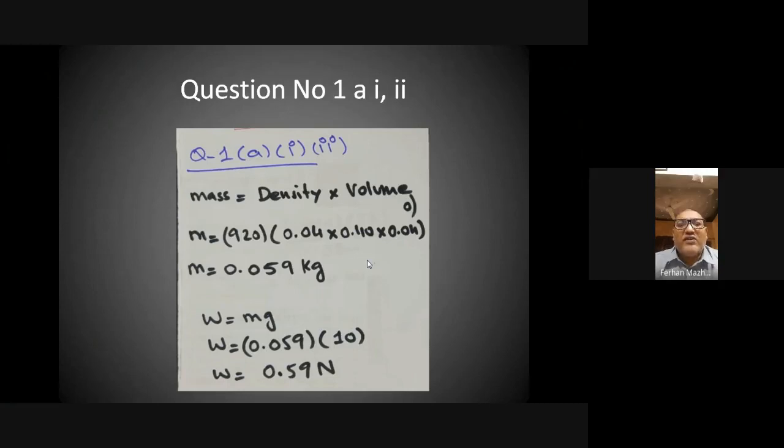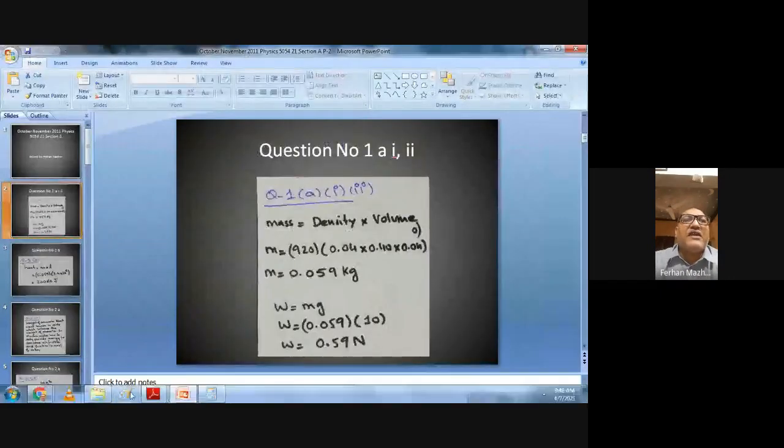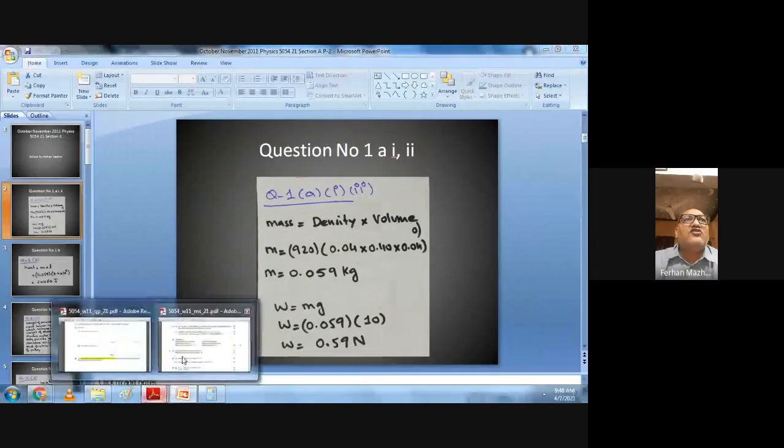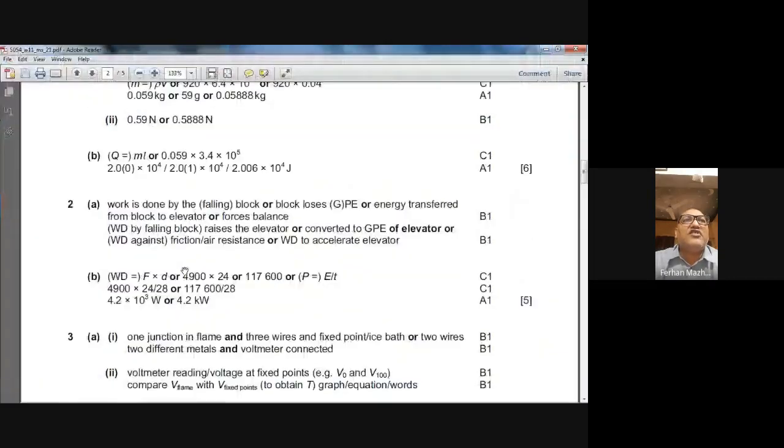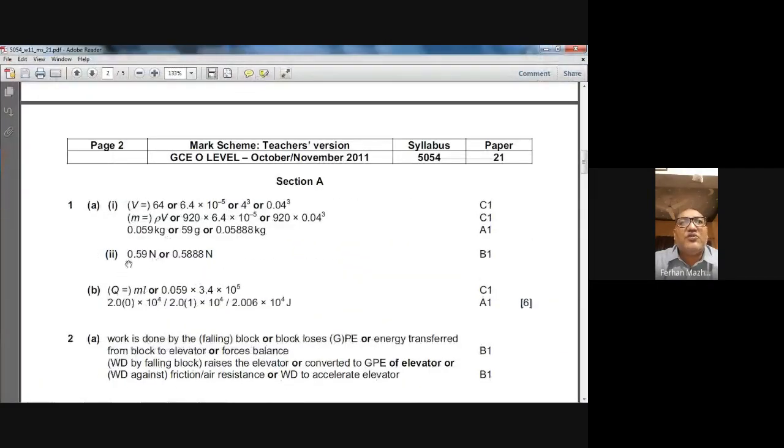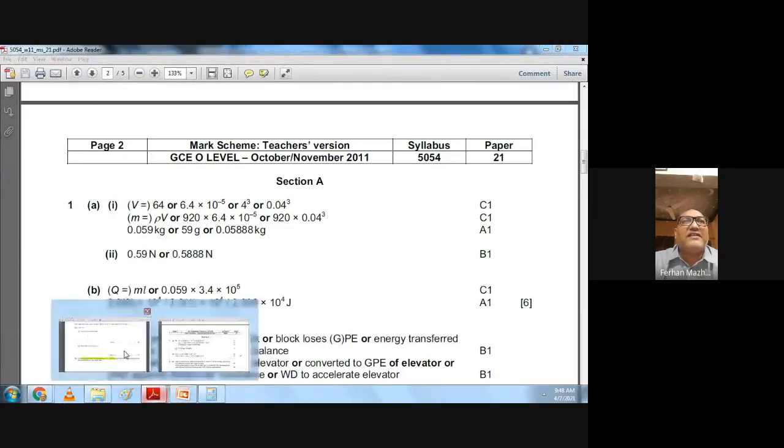So if you want to find out the weight, W equals mg equals 0.059 multiplied by 10, and that is 0.59 Newton. So that's question number 1, A part, first and second portion. Let's check the marking scheme if our answers are right. You can see, yeah, 0.05 kg and 0.59 Newton. Our answers are perfectly right.